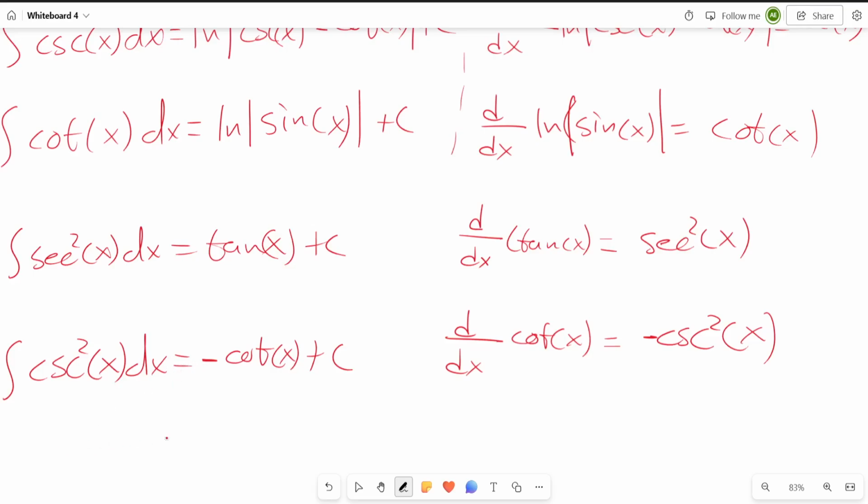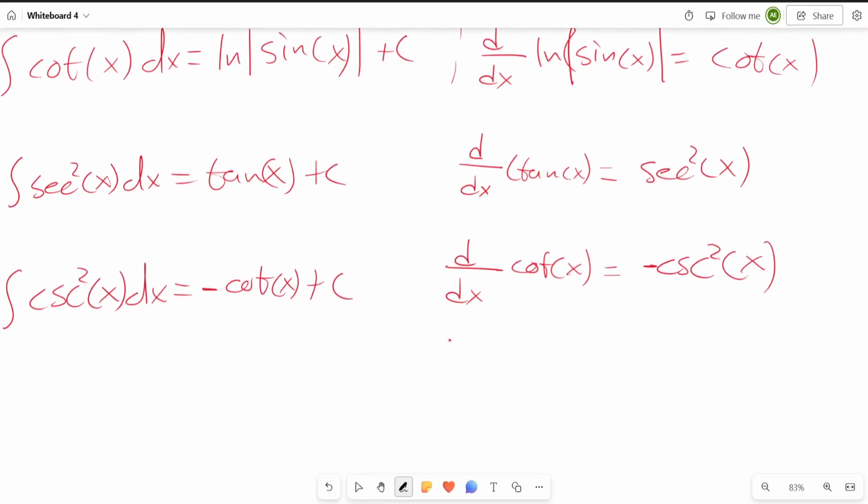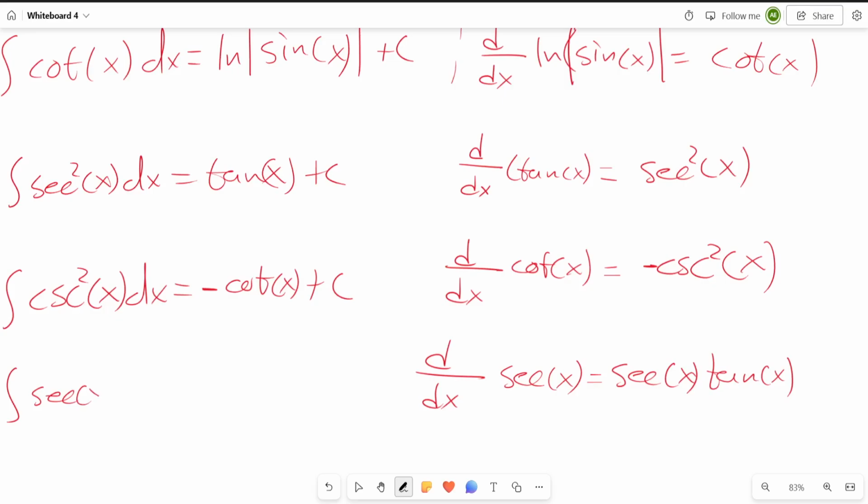Okay, now I know that differentiation with respect to x of secant x is equal to secant x tan of x. So that means that the integration of secant x tan x, with respect to dx of course, equals secant x plus c. Okay.